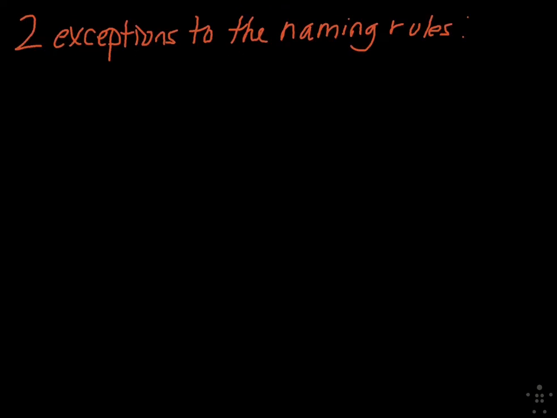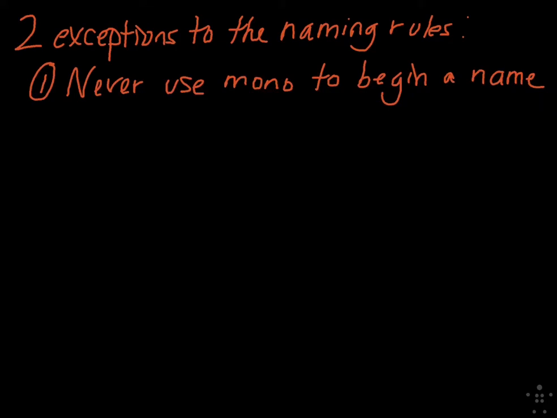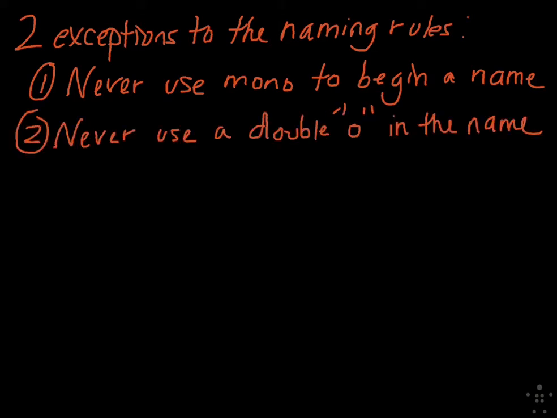Now there are 2 exceptions to those naming rules. The first of which is that you should never use mono to begin a name. The second exception is to never use a double O in the name. And I'll give you some examples of how to name, but I'll also show you why these exceptions are the exceptions.